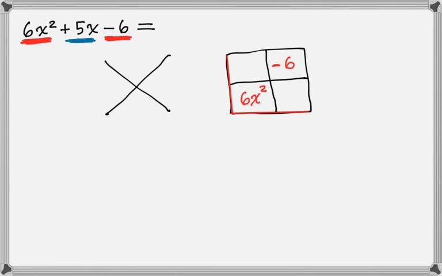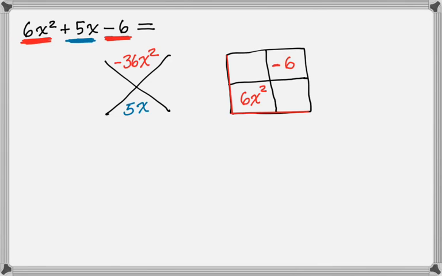In order to figure out what values to put in those remaining 2 small boxes, we're going to have to use the diamond. First, figure out what goes on the top of the diamond. All you got to do is multiply 6x squared times negative 6. To figure out what goes on the bottom of the diamond, you just copy the remaining term in the expression. Now, what goes into the left and the right, you have to figure out yourself.